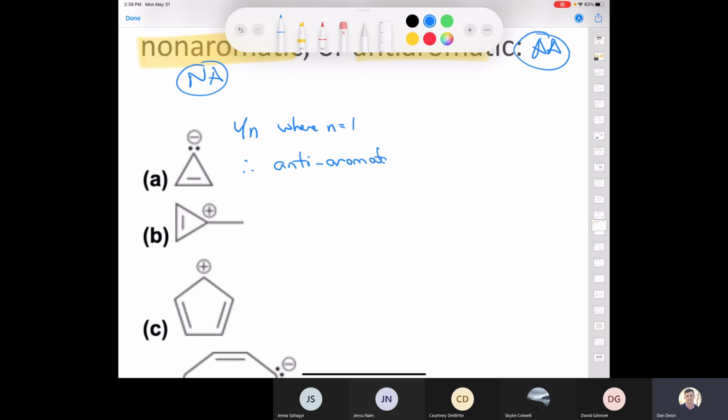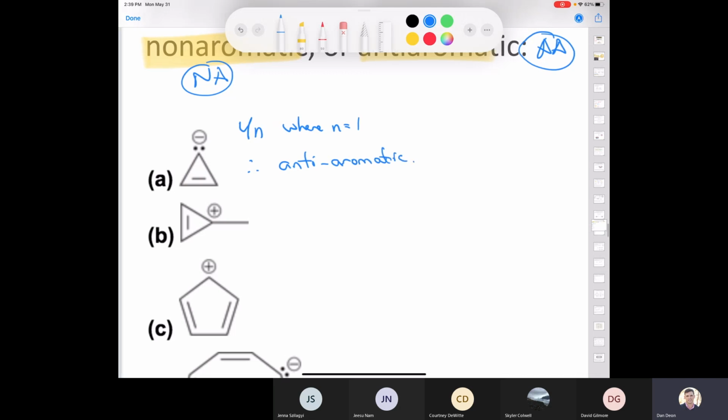Anti-aromatic. I guess I was going to use the AA sign for that. So this is an anti-aromatic compound. Again, you can see how this would be a planar molecule. There's no way that this molecule could escape being planar.